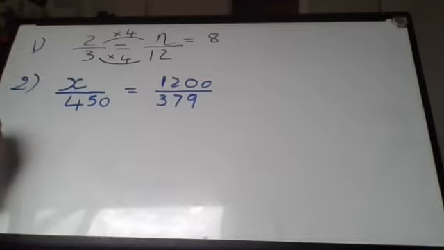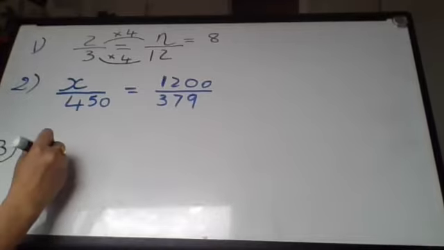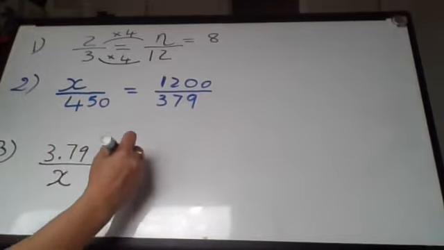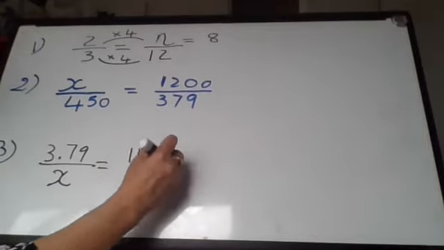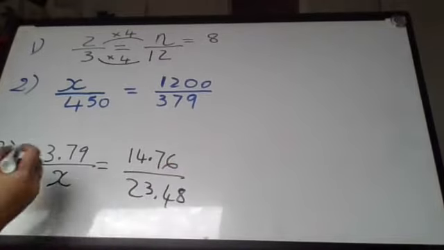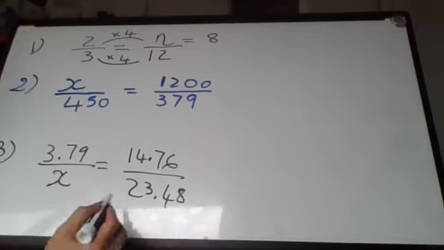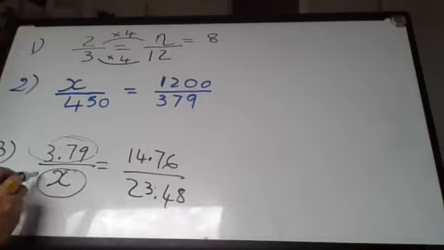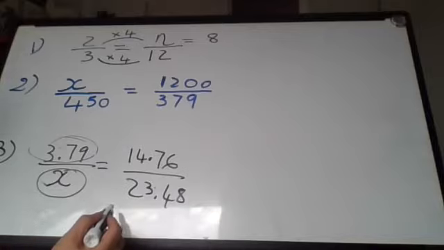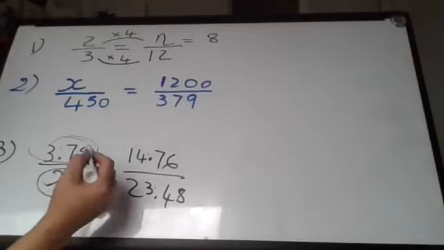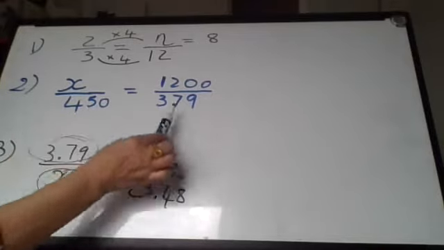it could be a decimal number. For example, 3.79 over x equals 14.76 over 23.48. So let's say I create a complicated number like this. Even though I still know three numbers, 1, 2, 3, and I just have to find the fourth unknown number down here, I cannot guess what to multiply or what to divide to get there in the case of tricky numbers.